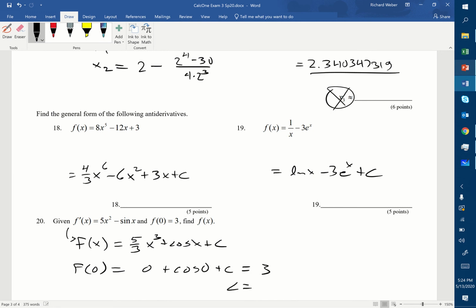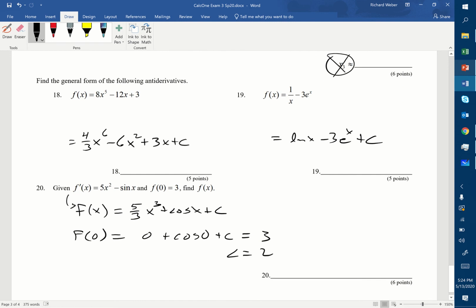So you get c is equal to 2, and you rewrite your answer, and you go, my answer is f of x is 5/3 x cubed plus cosine of x plus 2.